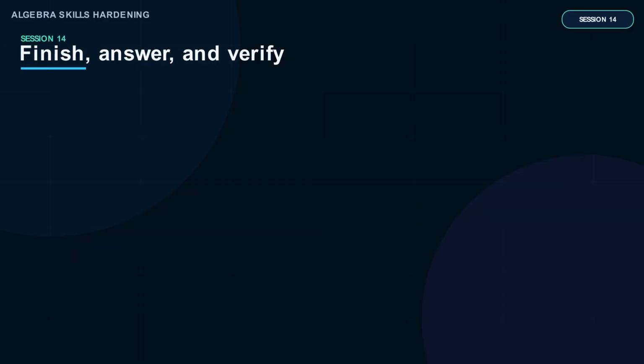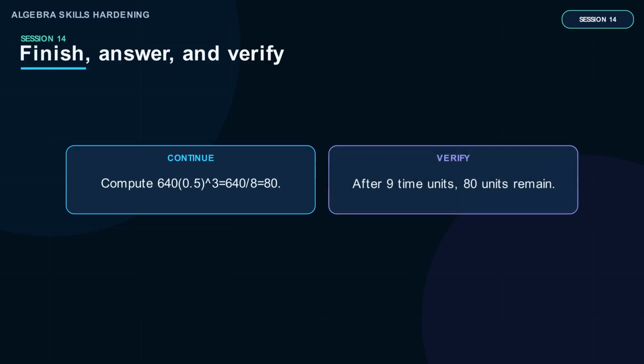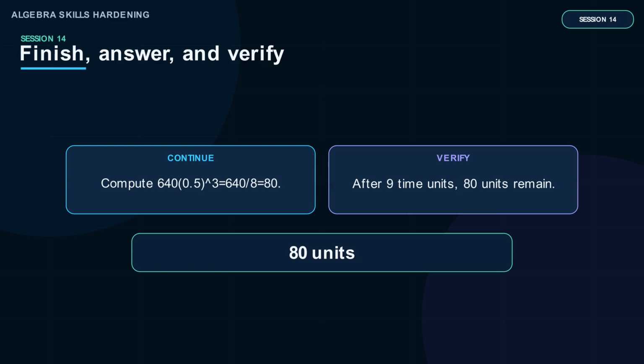Continue with the third step. Compute 640.5 cubed equals 640 over 8 equals 80. State what the transformed line tells you. Complete the argument. After 9 time units, 80 units remain. This is part of the solution, not decoration. The final answer is 80 units. Compare it with the requested variable, expression, unit, interval, or classification. Verify from another direction: substitute, compare representations, inspect units, or test a boundary. Prove that the result satisfies the original conditions.